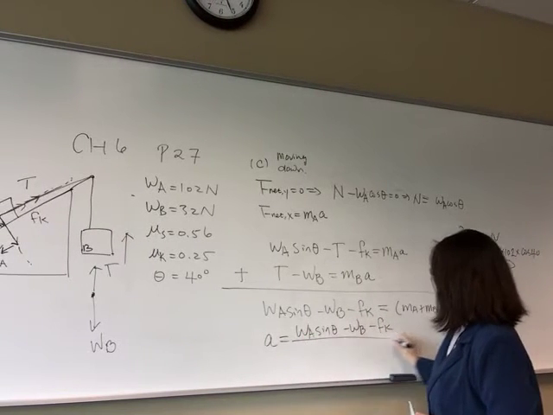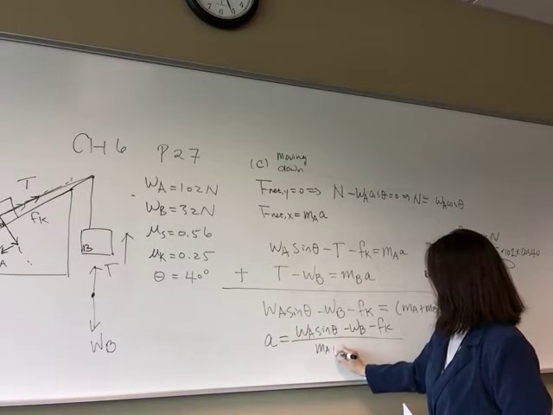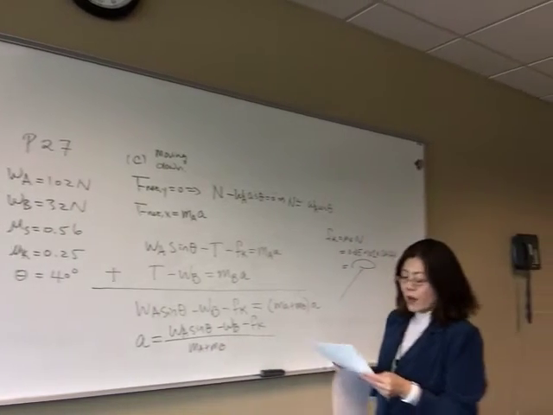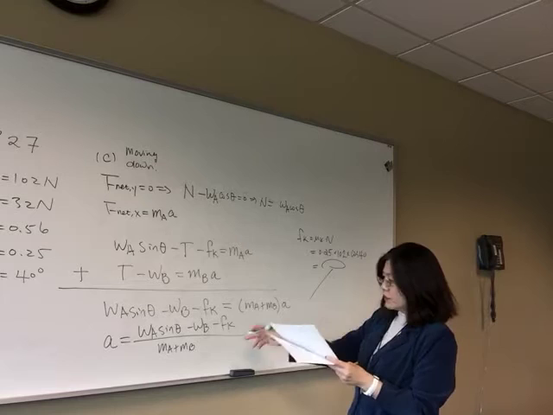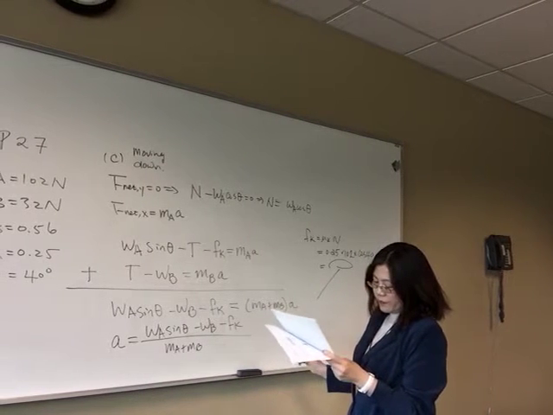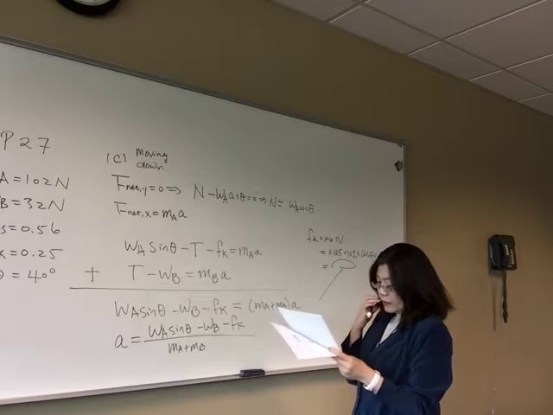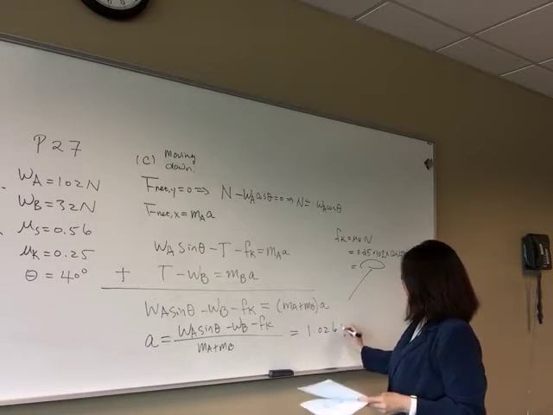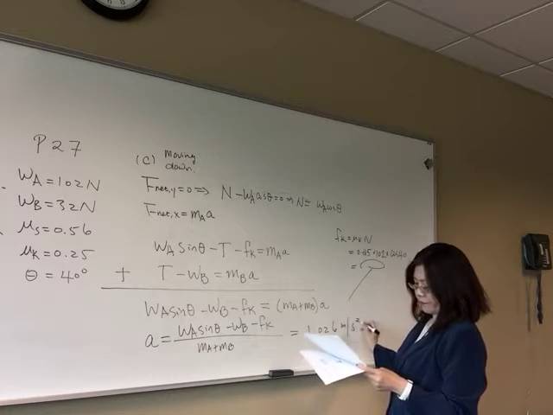And then over the combined mass. So combined mass, again, is the weight divided by 9.8. So after you plug in the numbers, you'll find that you have a value equal to 1.026 meters per second squared.